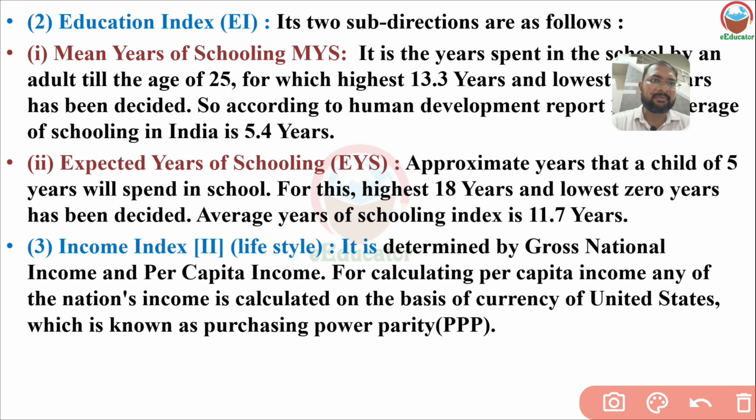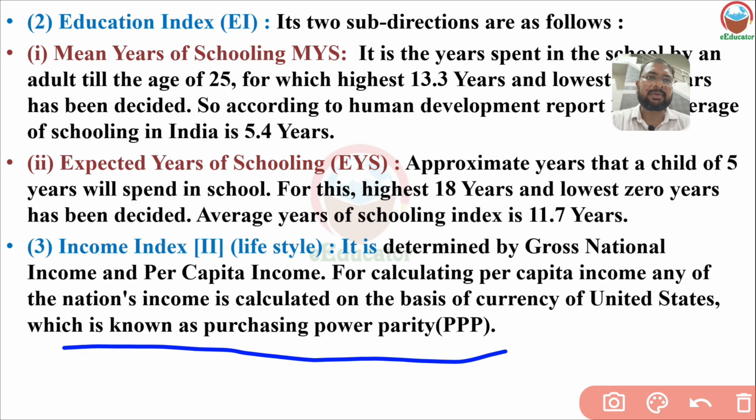So for calculating the per capita income of any nation, income is calculated on the basis of the currency of the United States. The values of the currencies of any country, the base for calculating the income of a country, is taken as the currency of the United States here. So which is not the purchasing power parity.